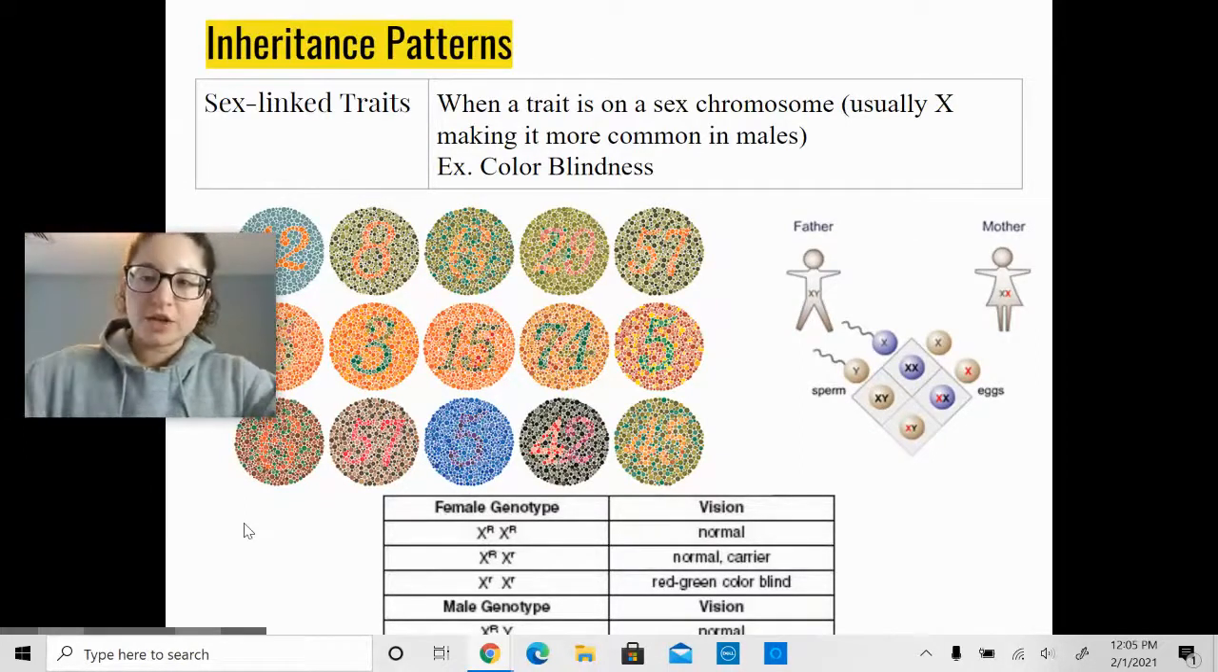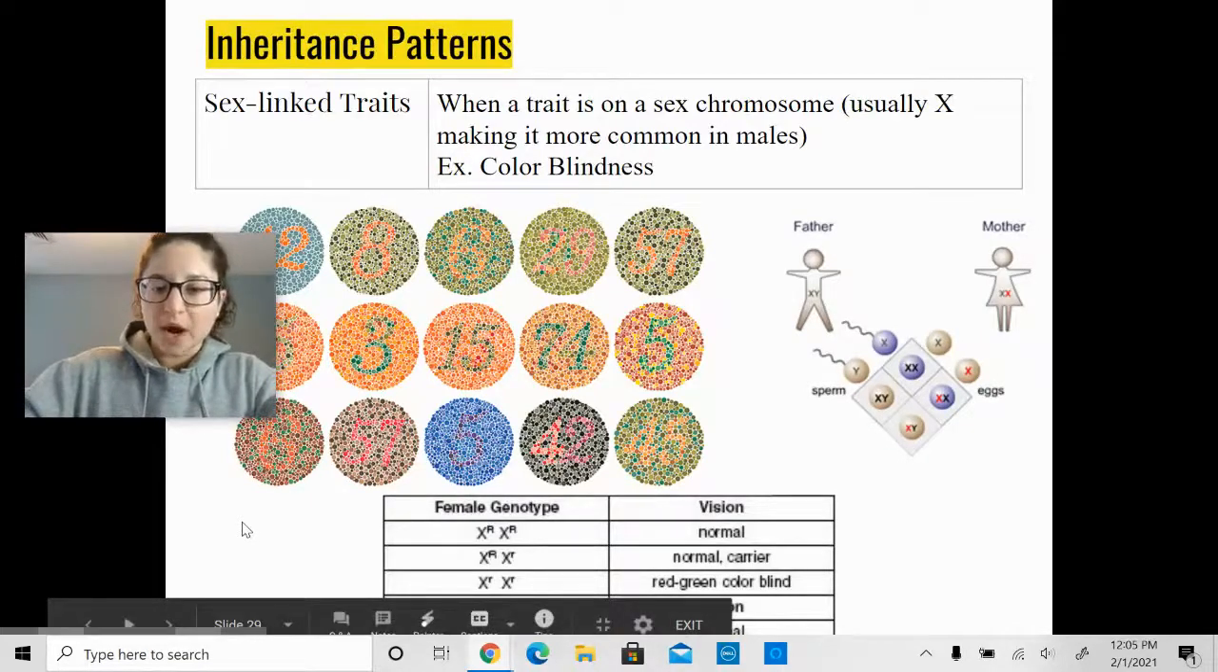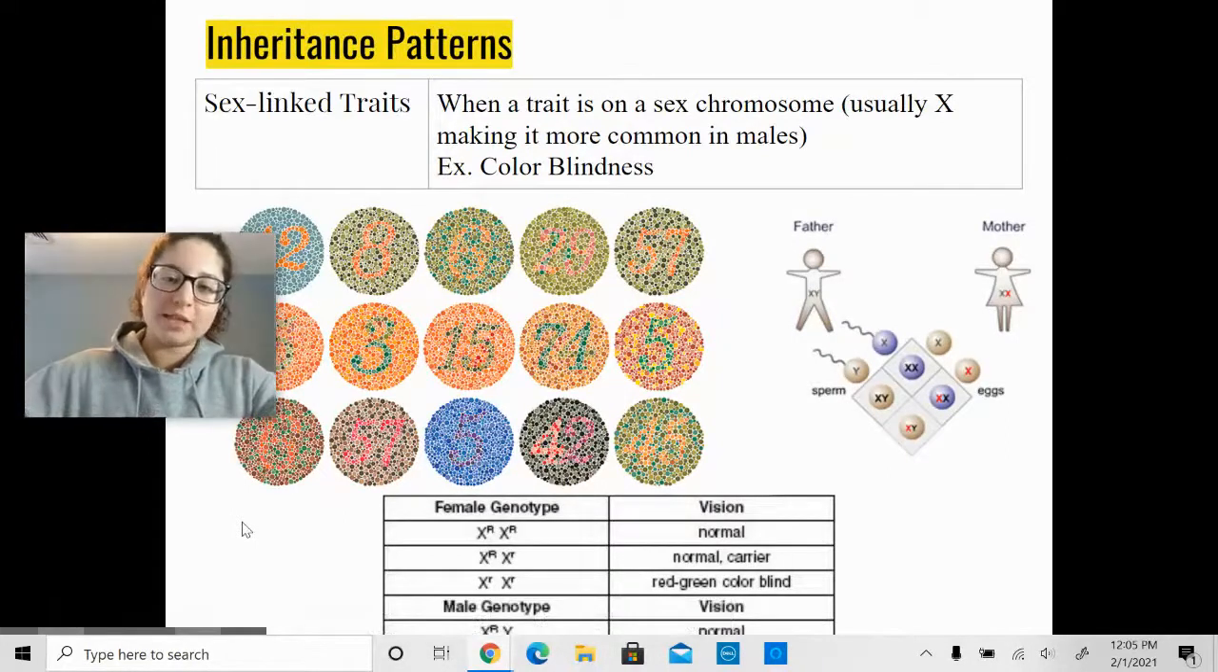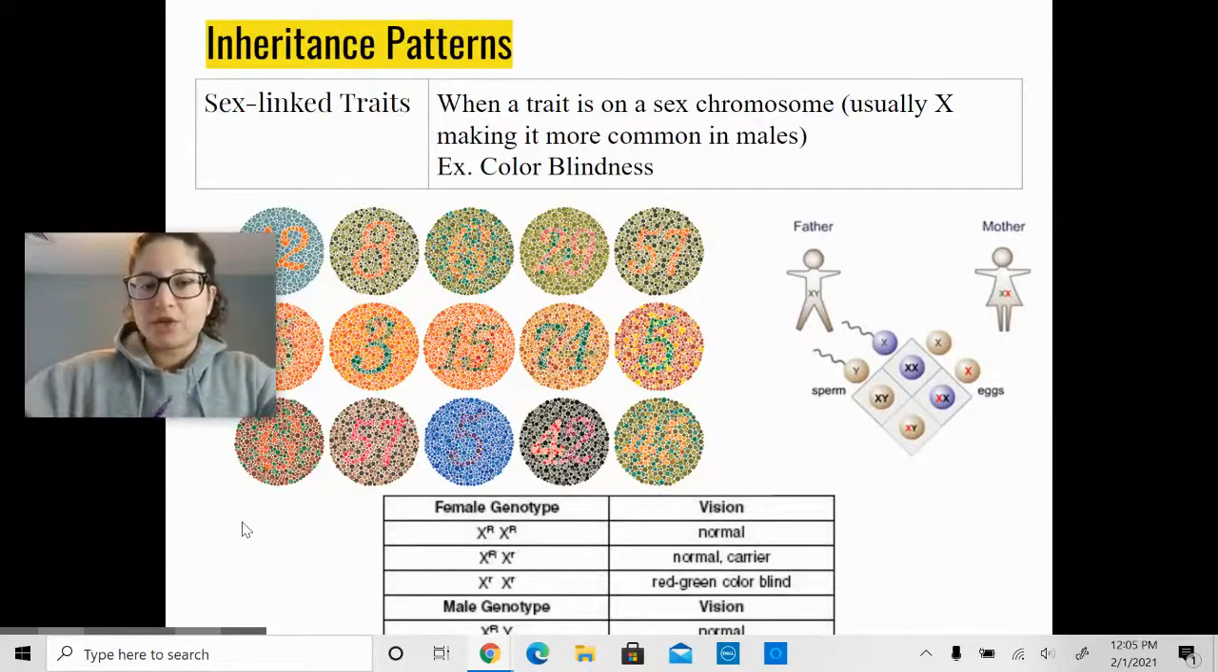So if you are female, you have 2 X chromosomes. If you are male, you have 1 X and 1 Y chromosome, which means if this trait is carried on the X chromosome, it's more likely to show in males because they only get 1 copy of the X chromosome. Females get 2 copies of the X chromosome. So if a female gets a bad copy of a gene, she will still have 1 normal copy to cover it up. Males, on the other hand, if they get 1 bad copy of the gene, they don't have a second copy to cover it up.